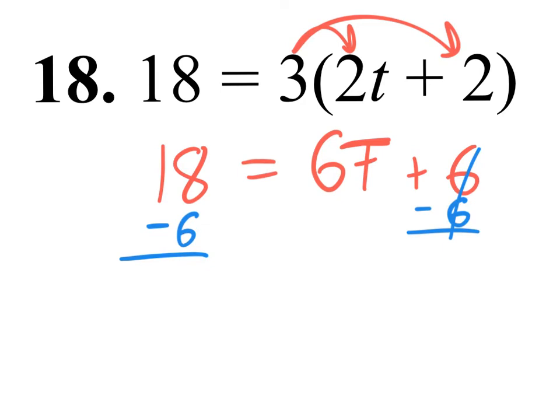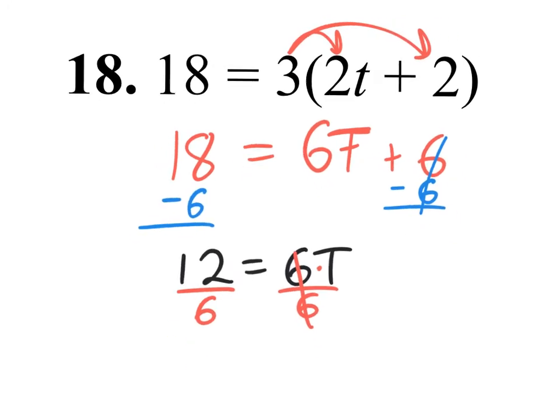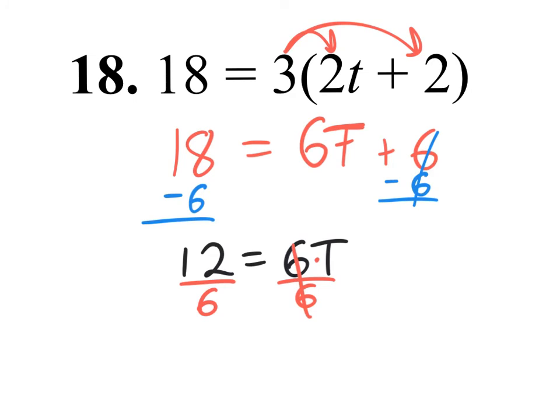18 take away 6 is 12. 12 equals 6t. Not 60, but 6 times t, right? How do you get rid of the multiplication of 6 in front of the t? You divide by 6. That cancels. What you do to one side, you do to the other side. And there's your answer. 12 divided by 6 really is 2 equals t.